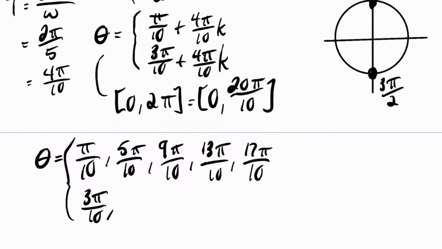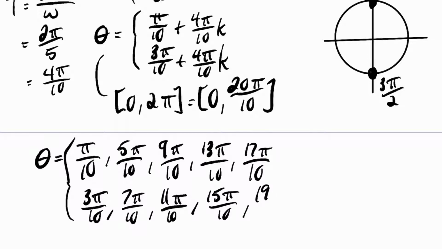Now, if I add 4 pi over 10, I will get 7 pi over 10. If I do it again, I'll get 11. You see, there are a lot of solutions to this equation. Many, many, many solutions. And these are just the ones from 0 to 2 pi, right? If I add 4 pi over 10 again, I will get 15 pi over 10. And once more, I'll get 19 pi over 10. So these are all the solutions, one of which can be reduced. 5 pi over 10 reduces to pi over 2. We won't bother doing that right now, though. Maybe we'll do it if we rewrite all the solutions.